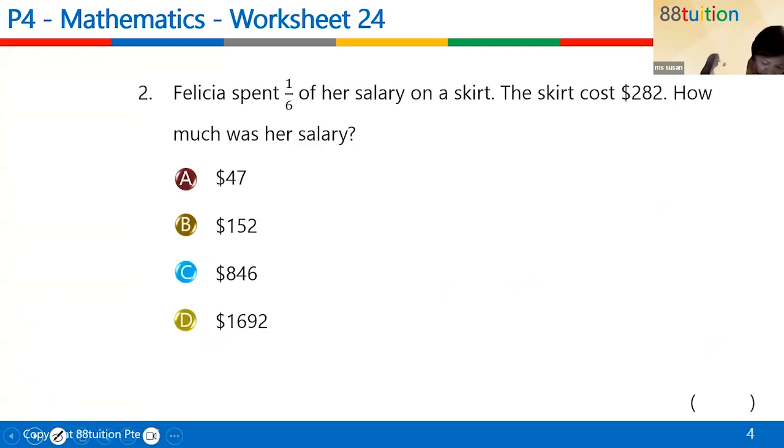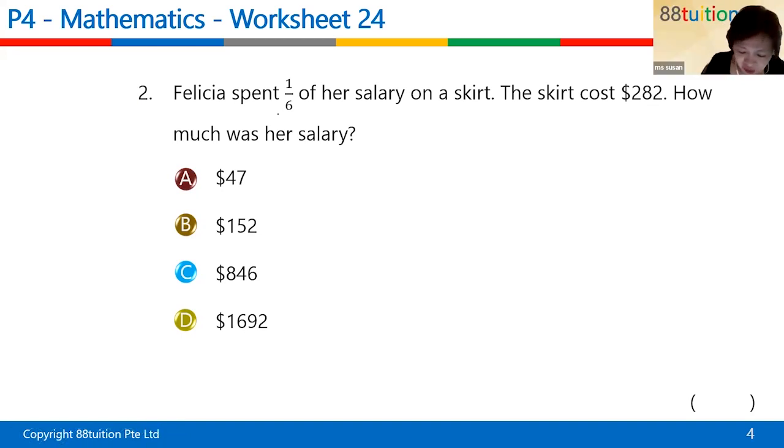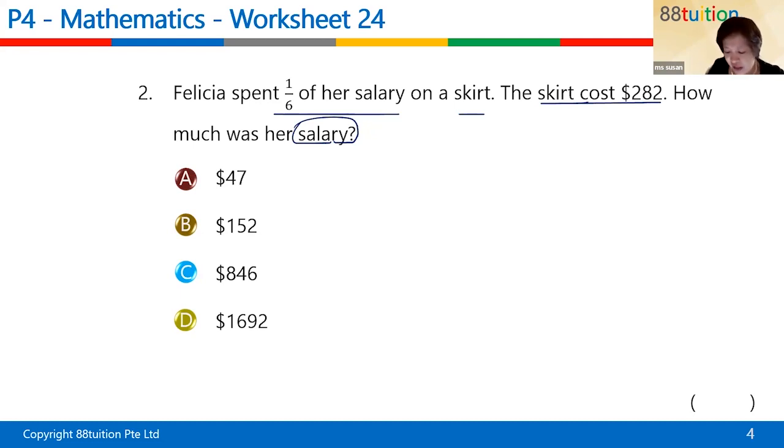Felicia spent 1/6 of the salary on a skirt. 1/6 of the salary on a skirt. The skirt costs $282, and she wants to find the salary. Now, there are two ways you can do it. If you can do it mentally, without working, without drawing a model, it's fine. You just go straight to it. If not, then you have to draw the salary as 6 units.